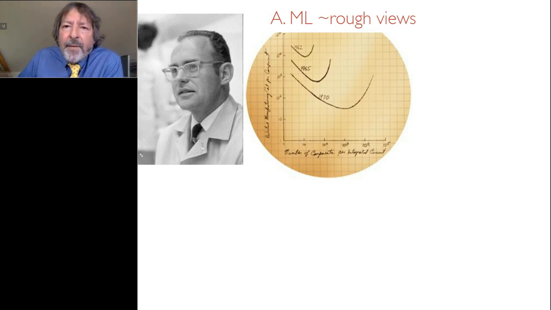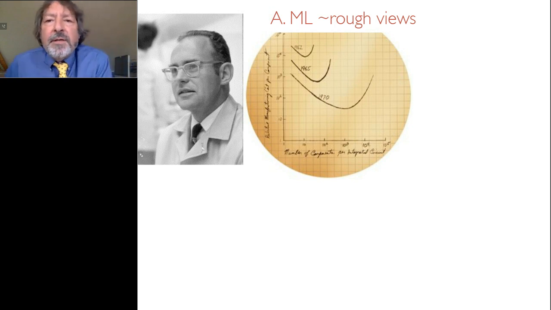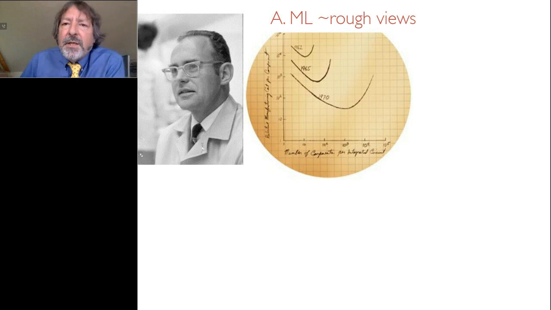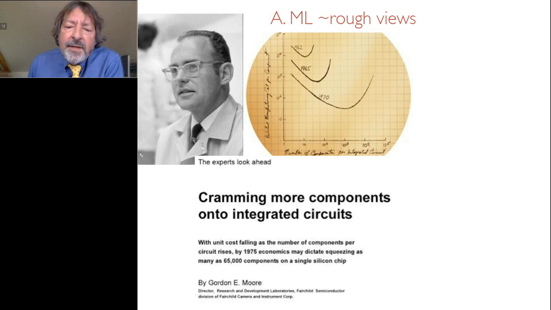The graph here is a view of the number of components that can be most economically manufactured. So the relative manufacturing cost, that's the y-axis, against the number of components per integrated circuit. This is a log graph. You can see up at the top, 1962, it looks like the maximum number is around 12. In 1965, the maximum number might have been around 50. And more basically, in 1965, Moore made some prophecies about 1970 and even more boldly about 1975. Electronics Magazine asked him essentially to look at the future. The experts look ahead, they said.